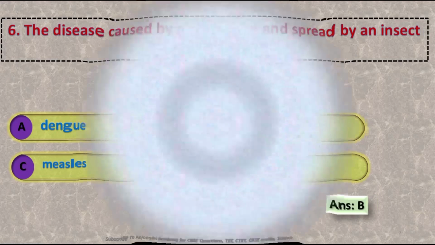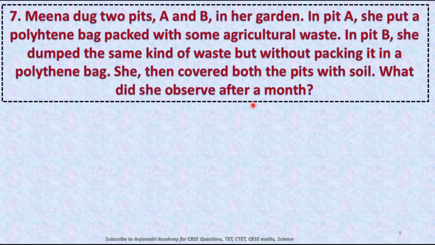Here is the next question. Meena dug two pits A and B in her garden. In pit A, she put a polythene bag packed with some agricultural waste. In pit B, she dumped the same kind of waste but without packing it in a polythene bag. She then covered both pits with soil. What did she observe after a month?